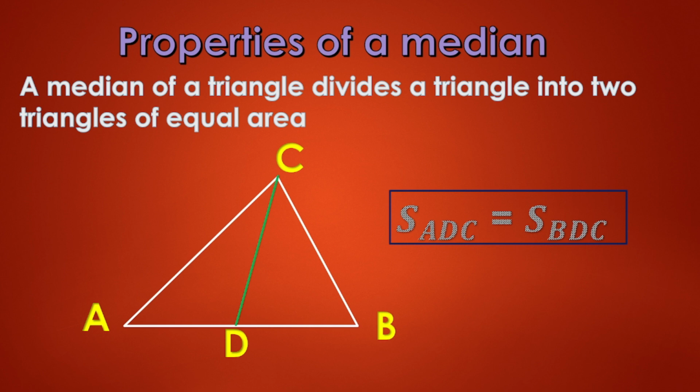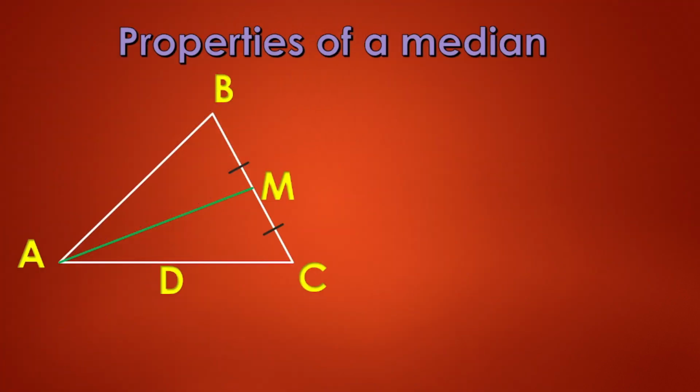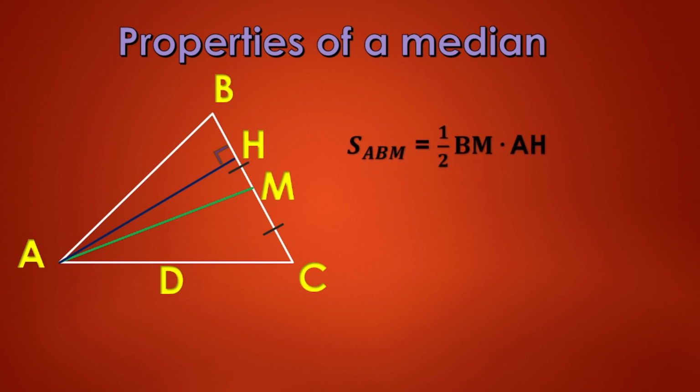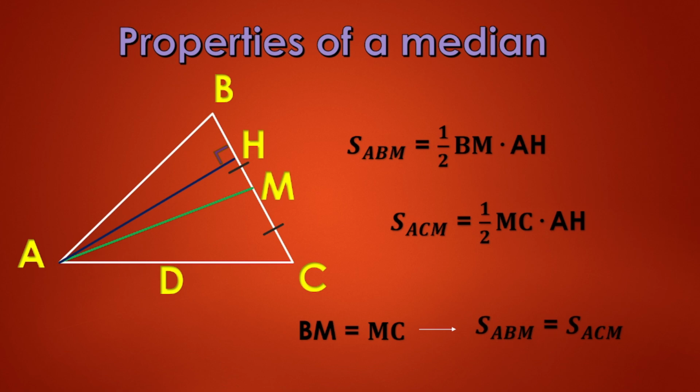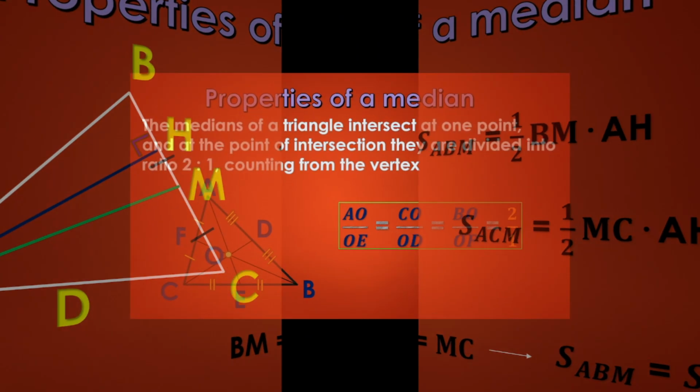Let's prove this property. Well, we have a triangle ABC in which the median AM is drawn. And here I also draw the altitude AH in this triangle, and now I first find the area of the triangle ABM, which is equal to 1/2 times BM times AH, and I find the area of the triangle ACM, which is equal to 1/2 times MC times AH, and we know that BM equals MC, so it follows from this that the areas of these triangles will be equal. The property is proven. Okay, go ahead.